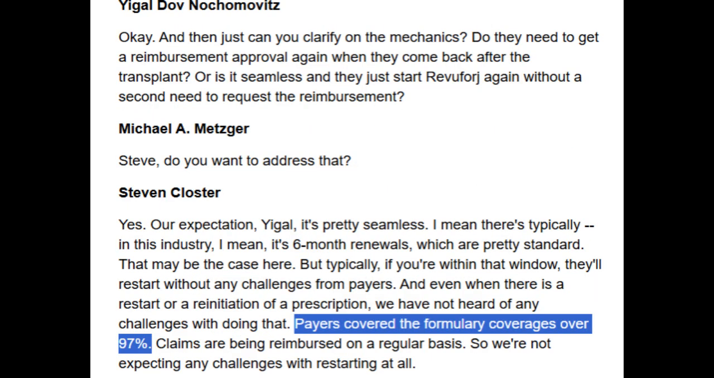Another great piece of information, they say that they're getting payer coverage of 97%. I don't know of any drug that has coverage of 97%. That's fantastic. They're not having any problems with people starting and stopping therapy for their transplant.